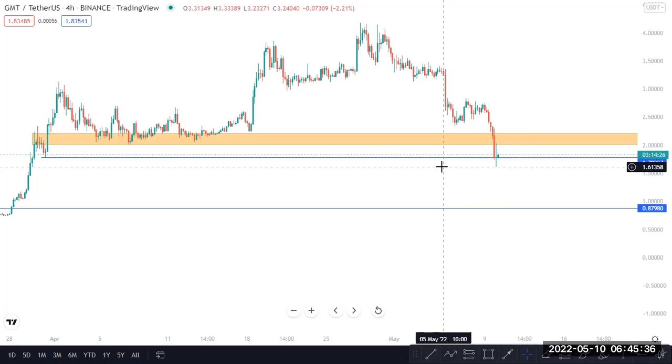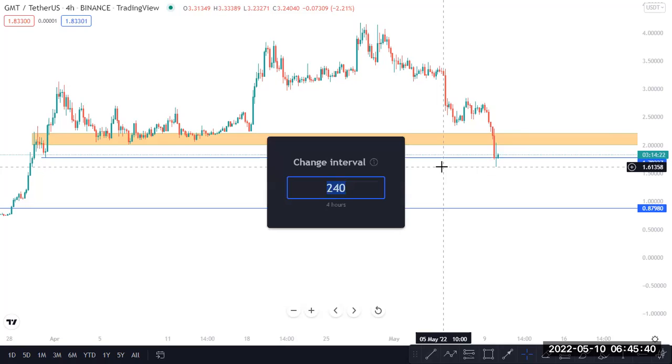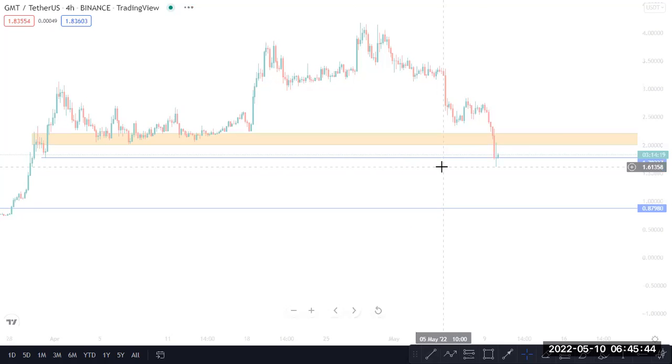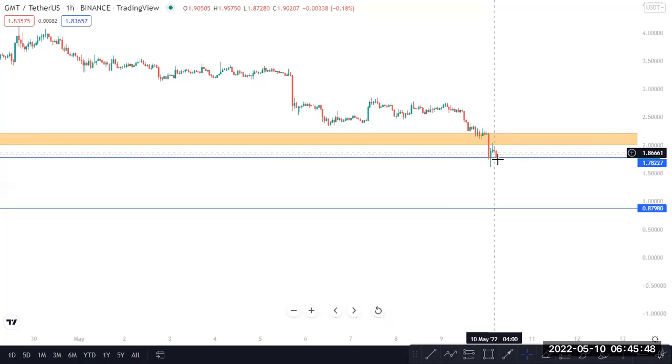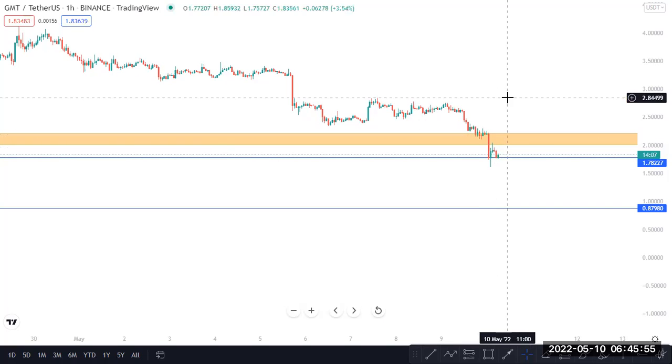Okay, so let's jump into the 1 hour time frame. I don't know if I'm too fast. Okay, so now we're on the 1 hour time frame. You can see how we are respecting the zone area. So possibilities are we might go up, but the probability says we are in a downtrend.